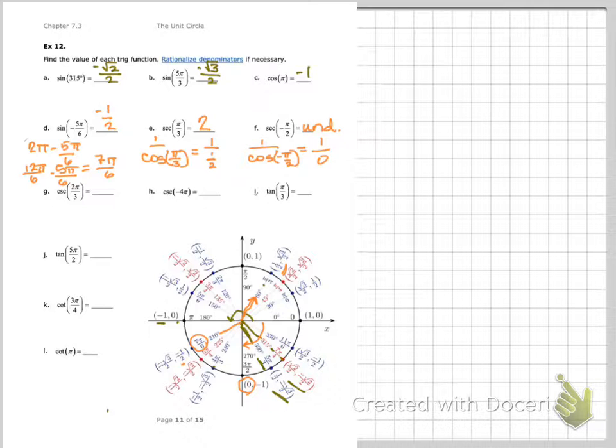Okay, cosecant. Cosecant is 1 over sine. So we are looking for the 1 over the sine of 2 pi over 3.